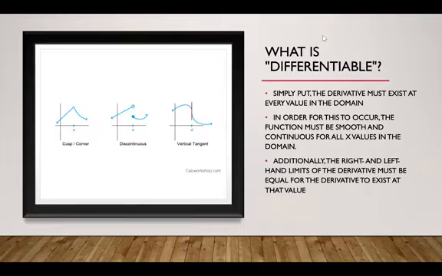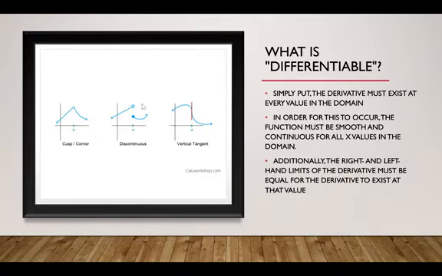Basically, if a function is differentiable, that means the derivative exists at every single x value in the domain of the function. In order for an x value to be differentiable, it must be smooth and continuous. Examples of spots that would not be smooth or continuous would be what's called a cusp or a corner, which occurs when you have, I like to call them, little points. It's not smooth and you get what's called a cusp or a corner.